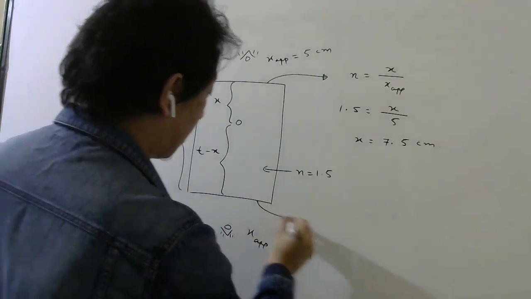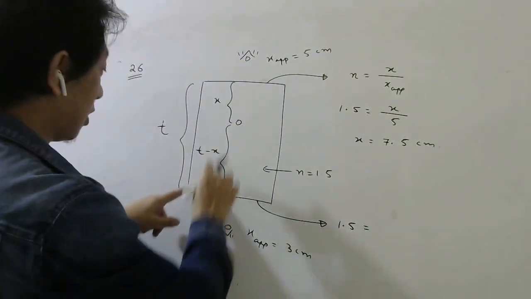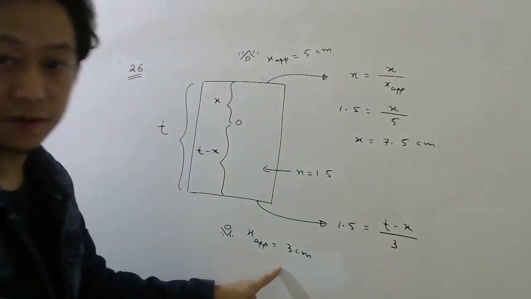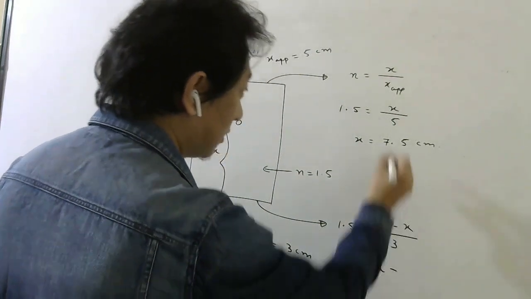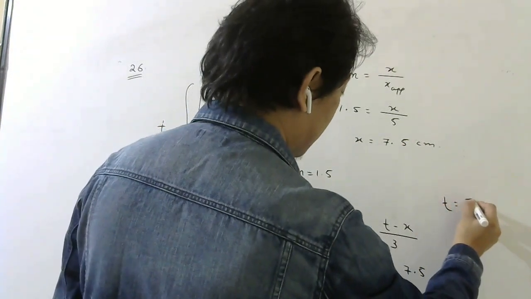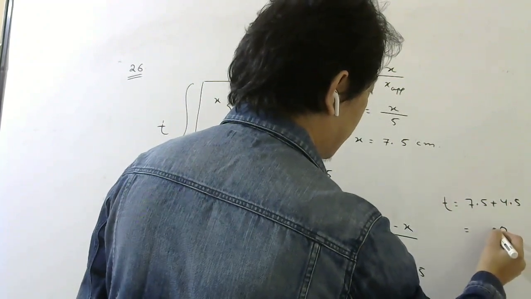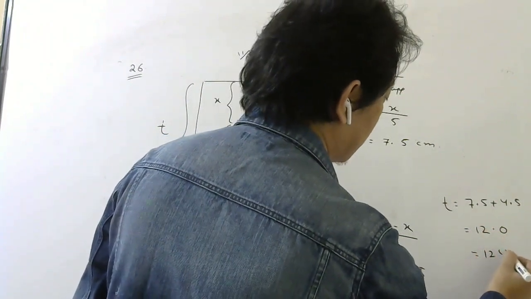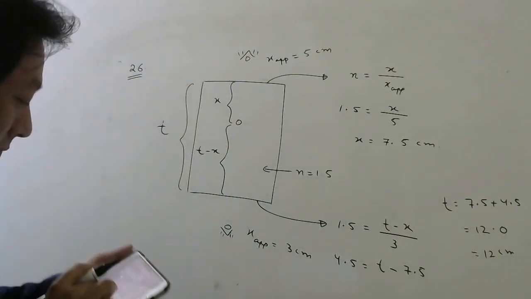Now from here, if I apply the same formula, refractive index is 1.5. Real distance is how much? T minus x. Apparent distance is 3 centimeter. Right? So cross multiply, 4.5 equals T minus x. How much did we get? 7.5. So thickness of the glass slab will be 7.5 plus 4.5, so 12 centimeter. So the answer is 12 centimeter is the thickness of the glass slab. Option C.